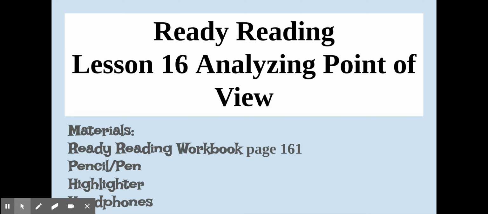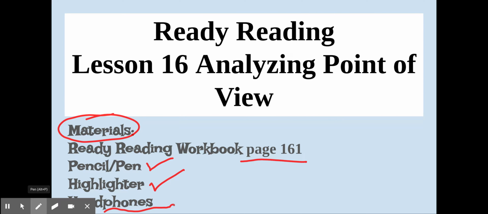So we're going to open it up to page 161. If you notice down here in our materials section, it's got some stuff that you might need. You need your Ready Workbook, open to page 161. You need to make sure you have out a pen or a pencil. If you want to get out a highlighter, this is also a good time to do that. And this right here, you can't see it, but it's covered up. You need out your earbuds or your headphones, which if you're listening to this, hopefully you already have out.